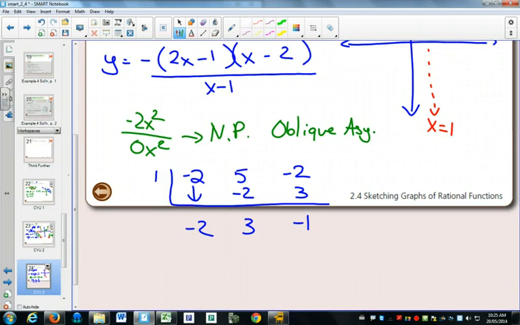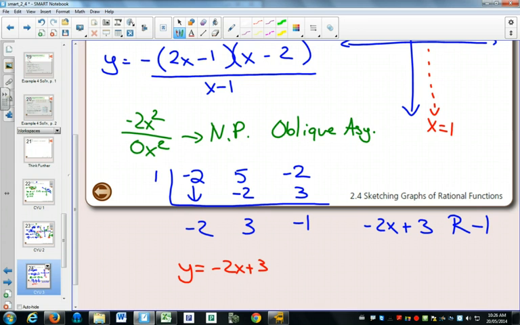And what our expression says here in the end is minus 2x plus 3 remainder negative 1 is the answer after we divide. And that will tell us that minus 2x plus 3 is our oblique asymptote. The remainder itself doesn't matter. If it was a remainder of 2 million, the asymptote would still be whatever it is.